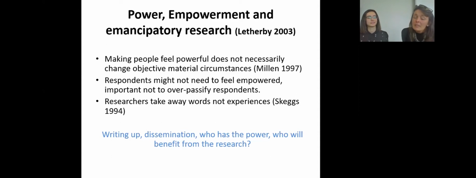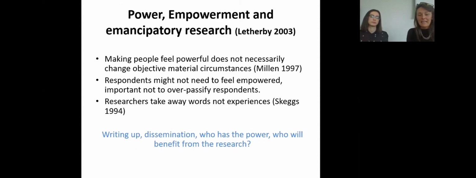And in this same vein, respondents might not need to feel empowered, and it's important that the research methods you use don't over-pacify respondents. I think creative and participatory research methods do this really nicely by encouraging the engagement of research participants throughout the research process, particularly within the field, because you're placing the participants as the experts. They are the experts, and you as the researcher are here to listen and learn from them. So that's a really nice way to think about the importance of not over-pacifying respondents.